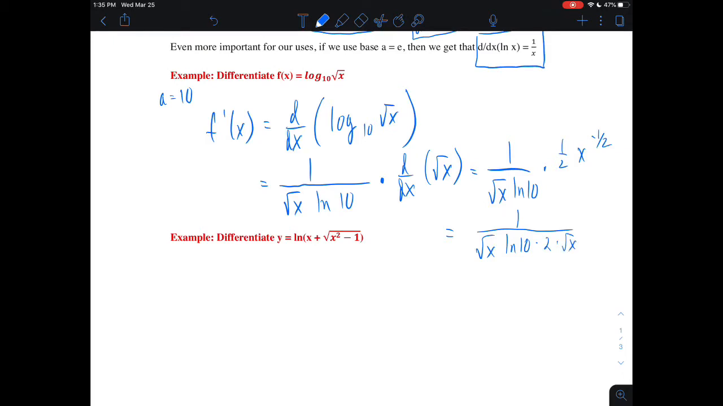And you can see that really the square root of x times the other square root of x is going to give me x, and then I would have also multiplied by 2, and then also multiplied by the natural log of 10. So a good way to organize that would be 1 over 2x natural log of 10.